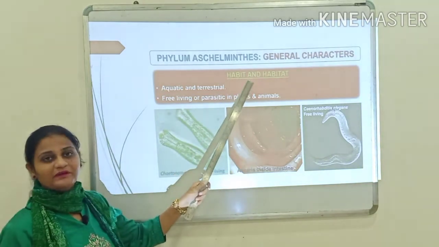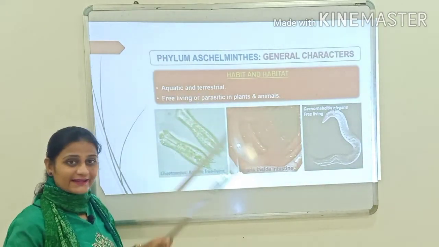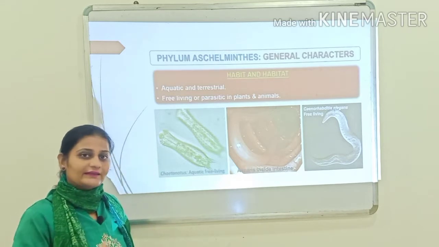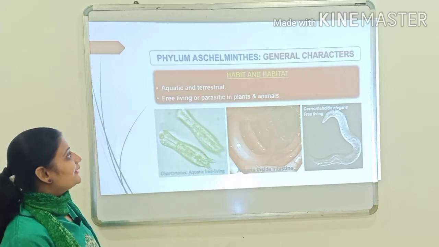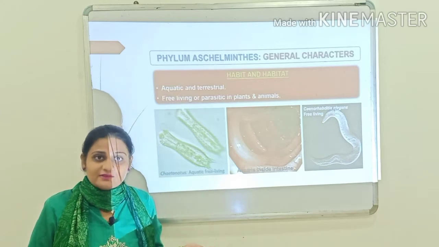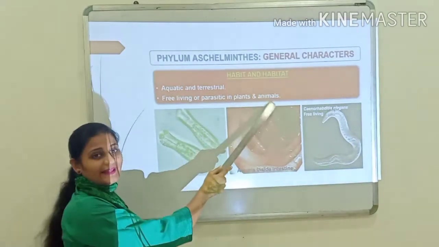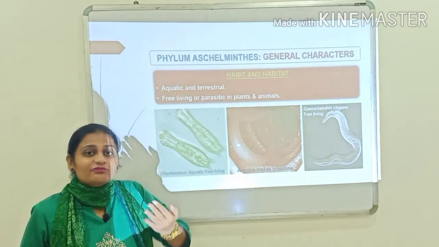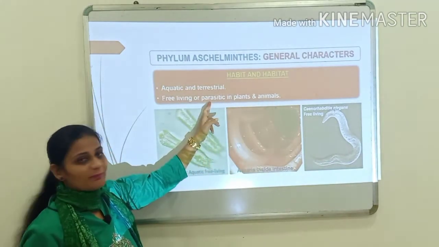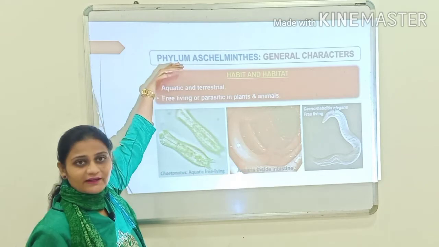Now habit and habitat. The organisms are aquatic, and some of them are terrestrial also, which means some of the life forms belonging to Aschelminths are present in water and they are present on land also. They are free living. They do not require any association or any substratum for their survival. Or they may be parasites in plants and animals. Parasites means they live in or on the body of the plants and animals. So they may be parasitic or free living. Both types of organisms are found under the phylum Aschelminths.